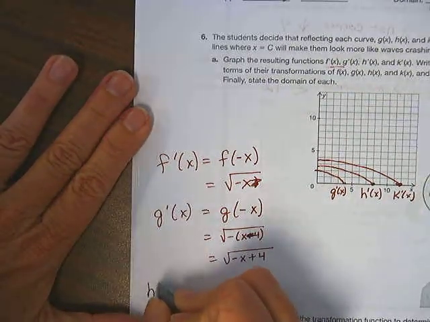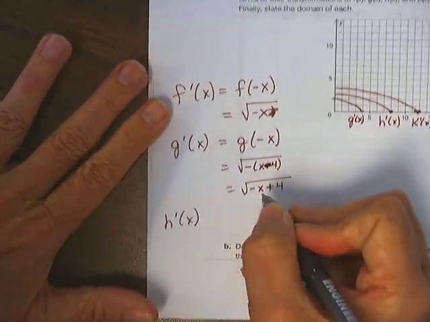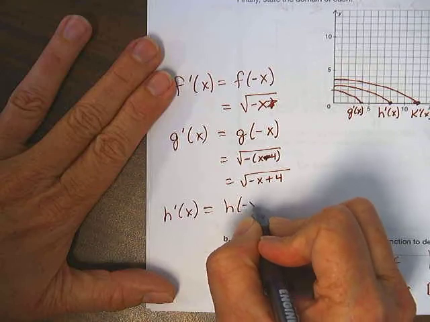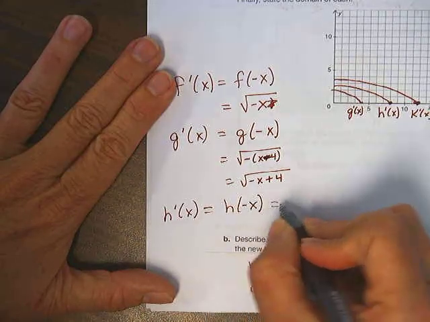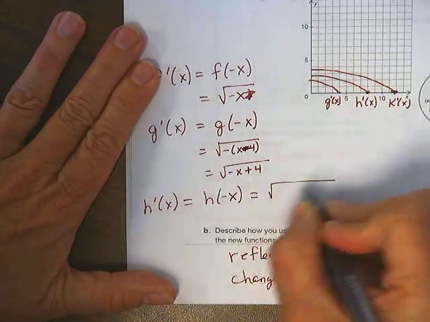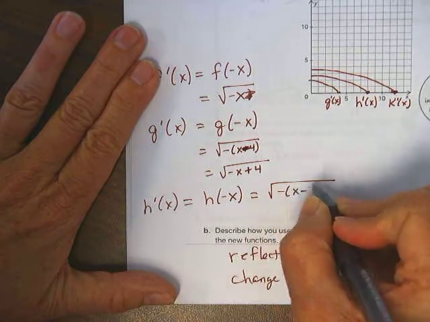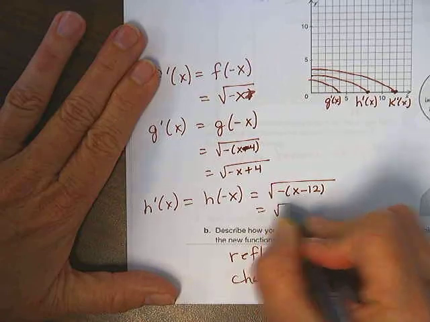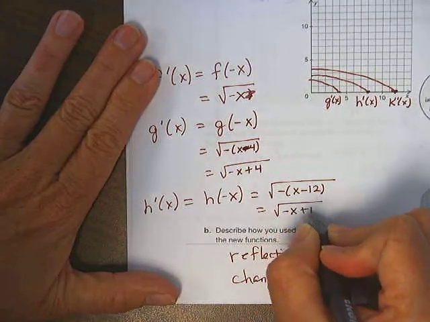And h prime of x is equal to h of negative x. So that equals negative x minus 12. If we distribute that negative, we get negative x plus 12.